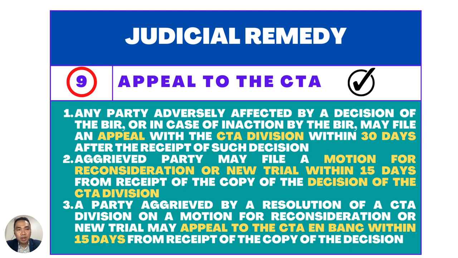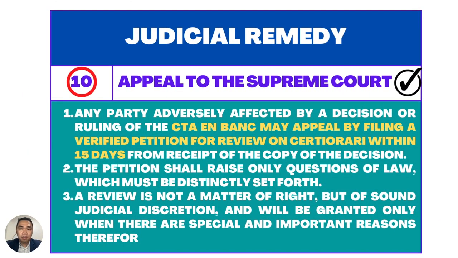Third, a party adversely affected by a resolution of a CTA division on a motion for reconsideration or new trial may appeal to the CTA en banc within 15 days from receipt of the copy of the decision. And finally, a party adversely affected by a decision or ruling of the CTA en banc may appeal by filing with the Supreme Court a verified petition for review on certiorari within 15 days from receipt of a copy of the decision or resolution, as provided in Rule 45 of the Rules of Court.